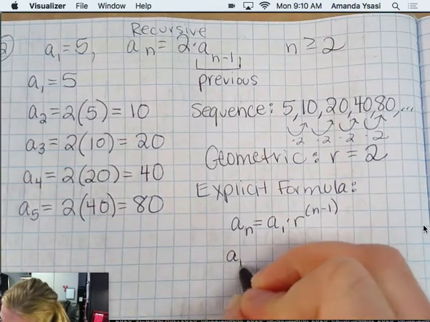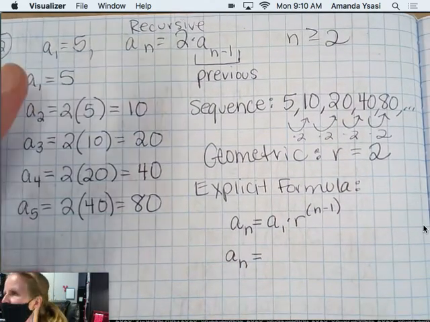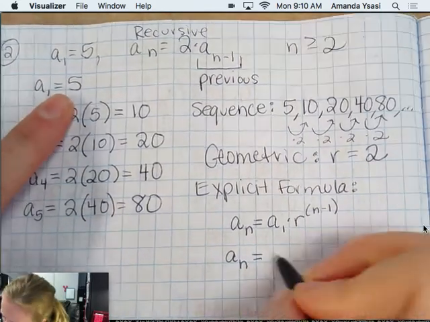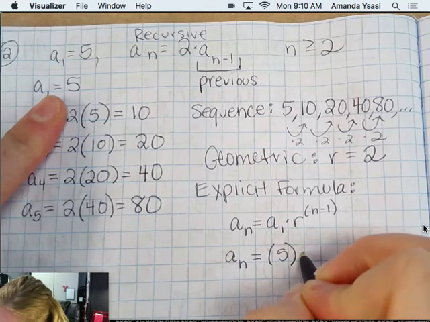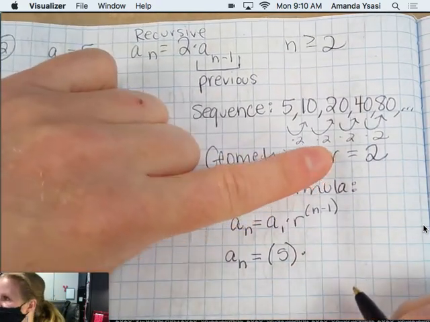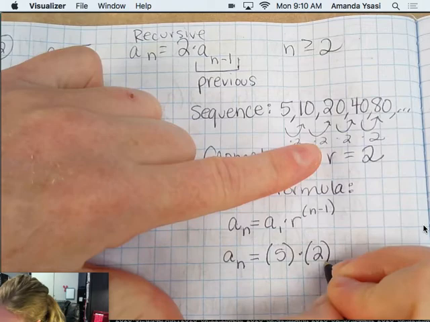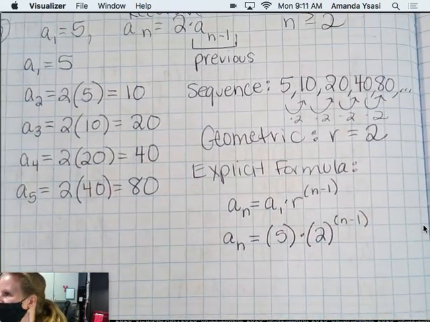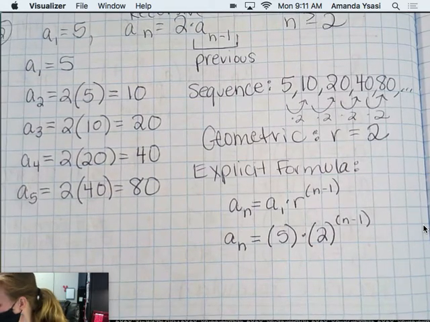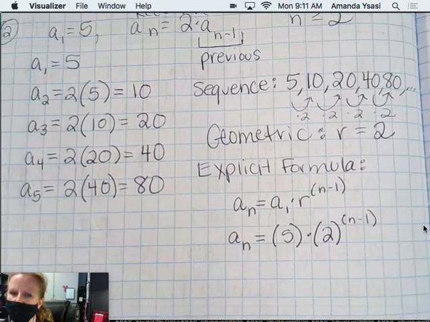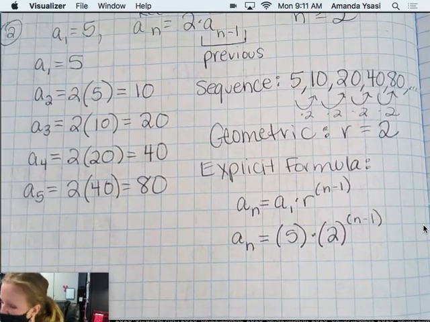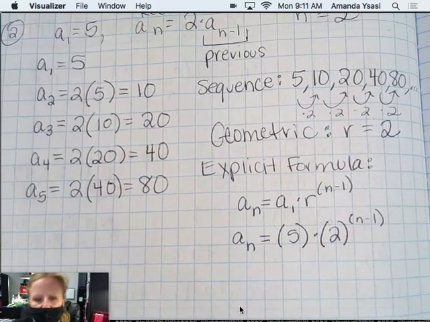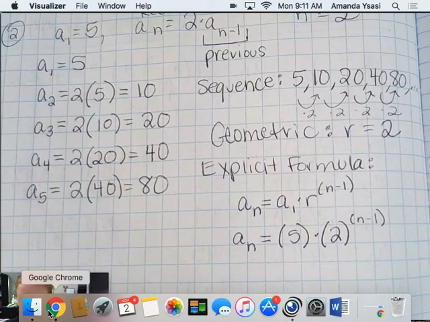So AN equals A1, we already know because we were given it in the recursive formula, it's 5, times R, it's what's being multiplied each time, raised to the n minus 1. Perfect. Okay, we're going to do one more example.